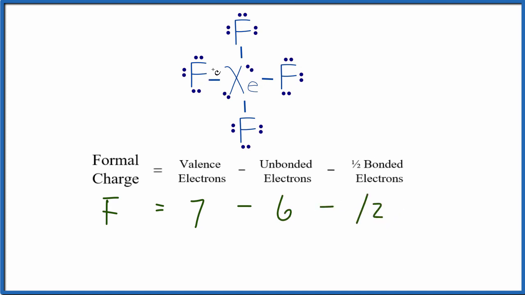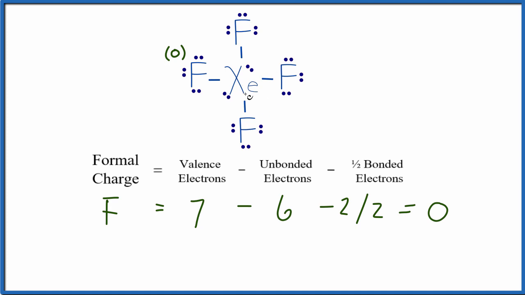Those are the electrons shared between the fluorine and the xenon, and this line here, this bond, represents 2 shared electrons. So we're going to put a 2 here, and we have 7 minus 6 is 1, and 1 minus 1, that's 0. So for the fluorine, we have a formal charge of 0. And you can put zeros on each of these fluorines because they're identical, they're the same.